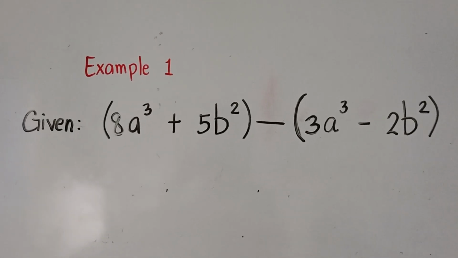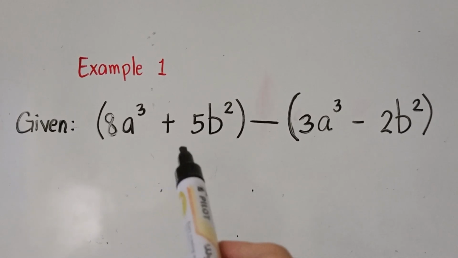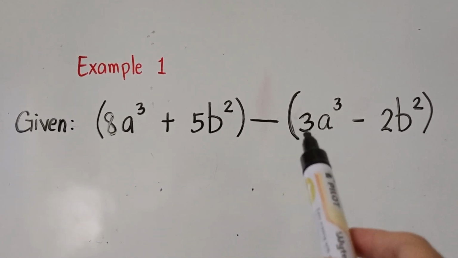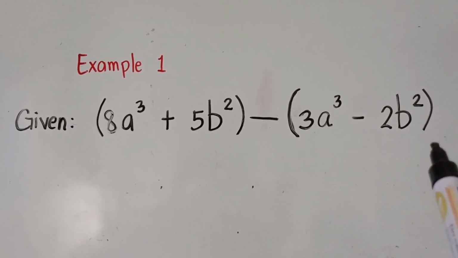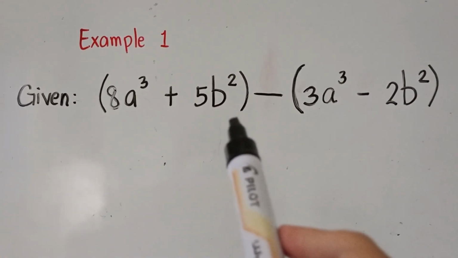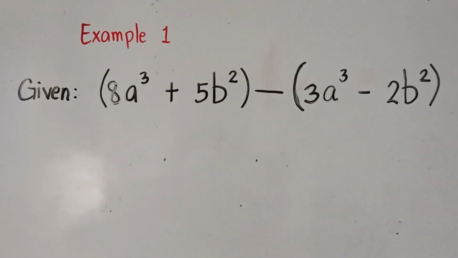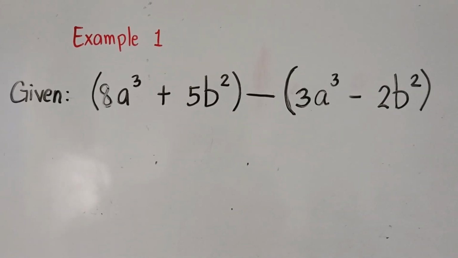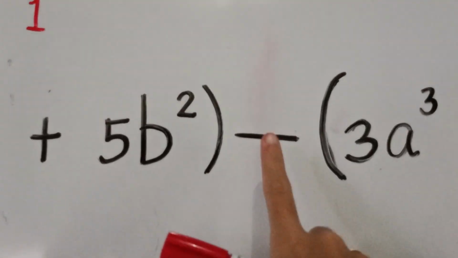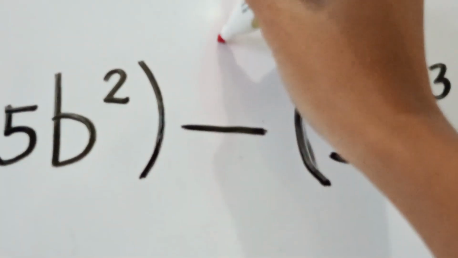So we have example number 1, given the quantity of 8a cubed plus 5b squared minus the quantity of 3a cubed minus 2b squared. So this first group is the minuend and the second group is the subtrahend, since our operation is subtraction. The first step is to change the operation, which is subtraction, to addition.